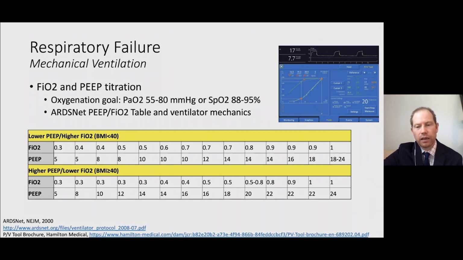mechanics. And again, in the interest of time, we won't go through this, but a variety of mechanics can be used. The example that you see at the top right is from a Hamilton ventilator, where there is a tool called the PV tool, which looks at the relationship between pressure and volume. And this is something that pulmonologists, anesthesiologists, other ICU providers, surgeons, and respiratory therapists have been using pretty successfully in COVID-19 to manage patients' respiratory failure.